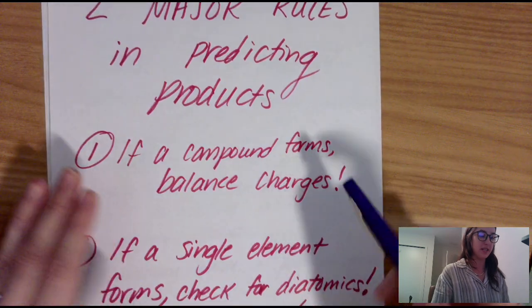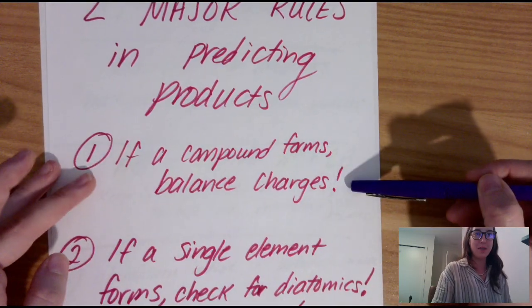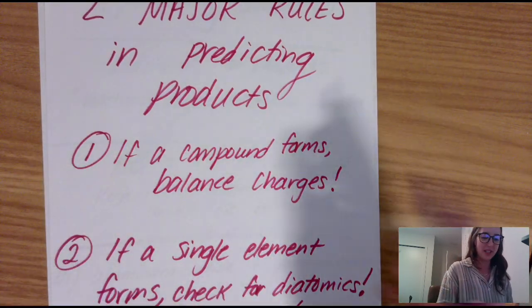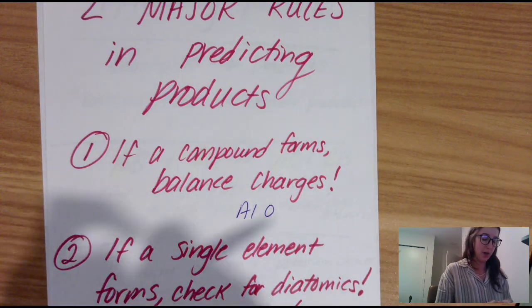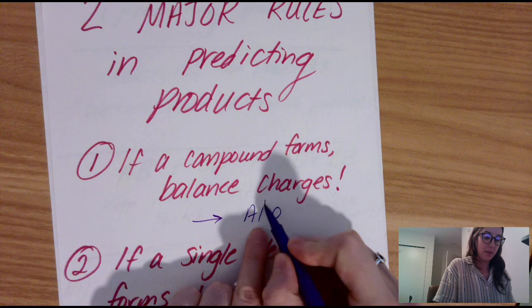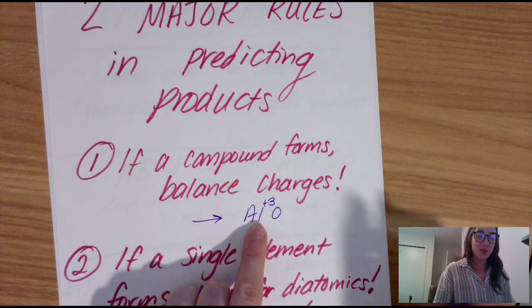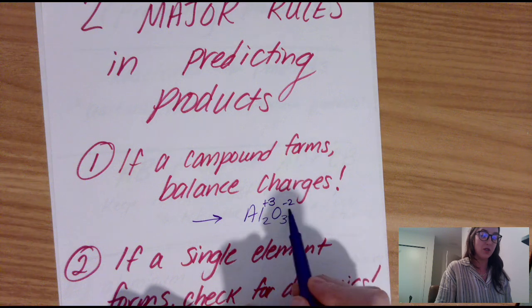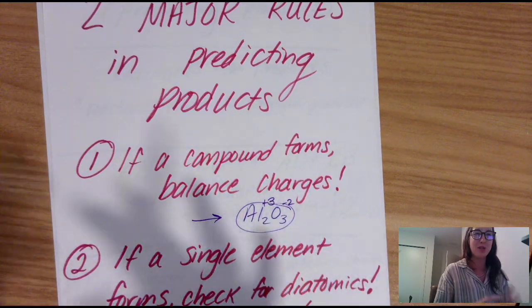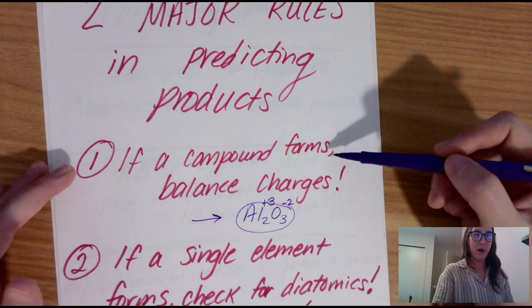The first one is if a compound forms, then you need to balance charges, right? What that means is, let's say I get aluminum and oxygen together on the product side. Then that means I need to balance charges, right? Aluminum is a +3 charge, oxygen's a -2 charge, so with my drop and swap, Al2O3, right? So I need to just make sure that I balance my charges if a compound forms.